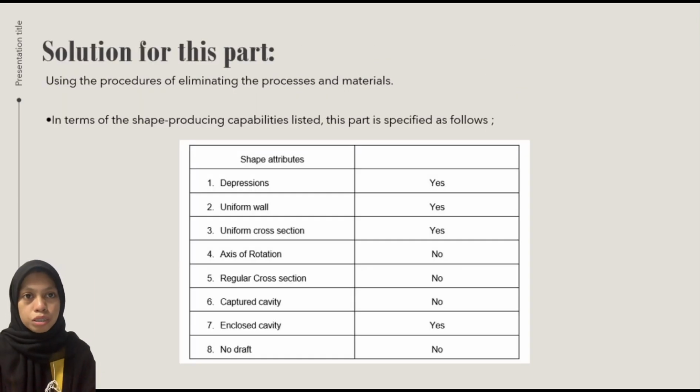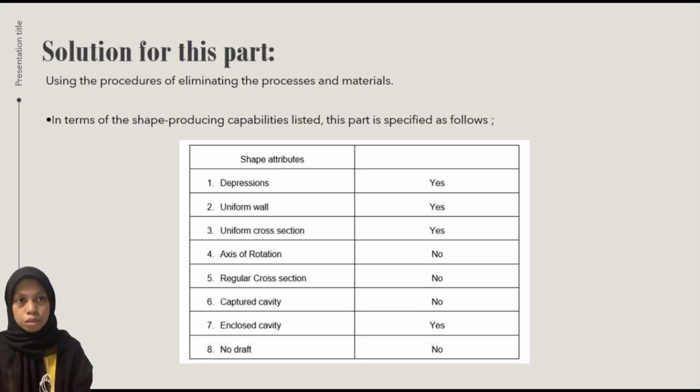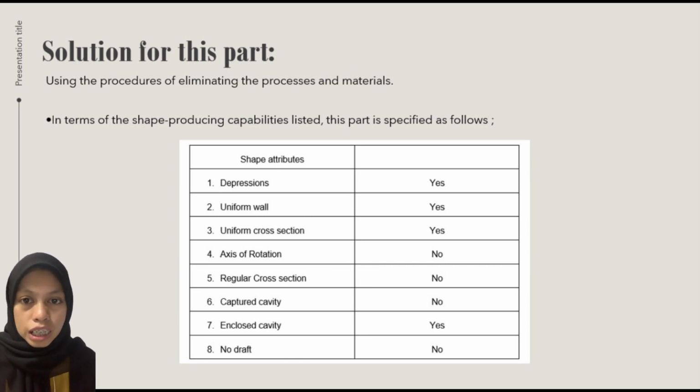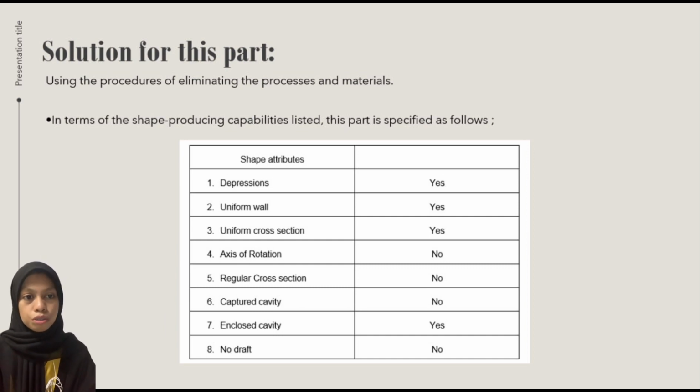Solution for this part, using the procedure of eliminating the process and material in terms of the shape producing capabilities list. This part is specified as follows. Depression, yes. Uniform wall, yes. Uniform cross-section, yes. Axis of rotation, no. Regular cross-section, no. Captured cavity, no. Enclosed cavity, yes. And no draft is no.